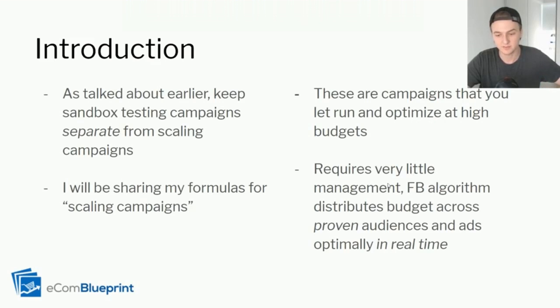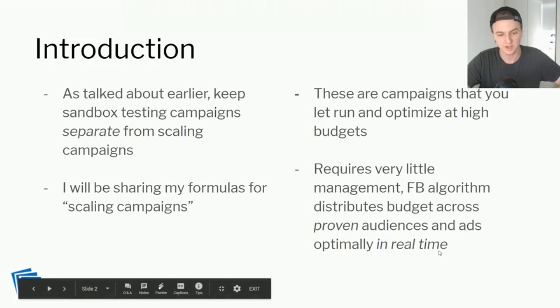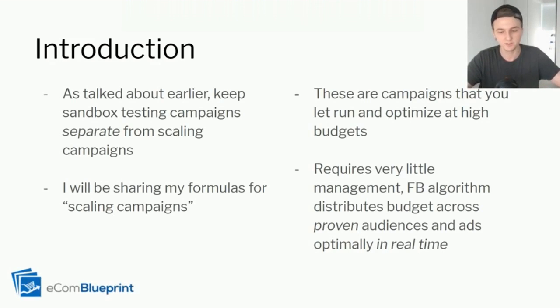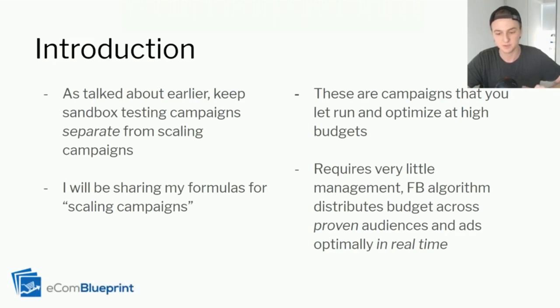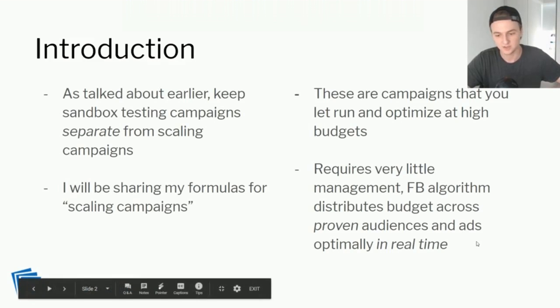It requires very little management because the Facebook algorithm will distribute your budget across the proven audiences and ads optimally in real time. Inside of your scaling campaigns, you only have proven audiences and you have your top creatives. Facebook is going to decide which audiences to spend to, and then within those audiences, it's going to decide which ads to spend to, all in real time. These scaling campaigns are really powerful because they have a lot of budget. You just let them optimize, and Facebook decides everything for you. It decides who the best people to target today are, what the best ad today is, and so on. This obviously works a lot better at high budget, which is why I only recommend doing this for the scaling campaigns.